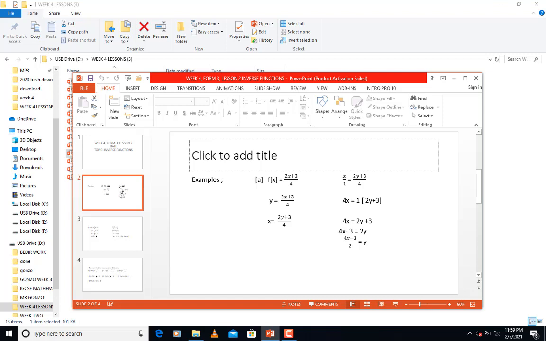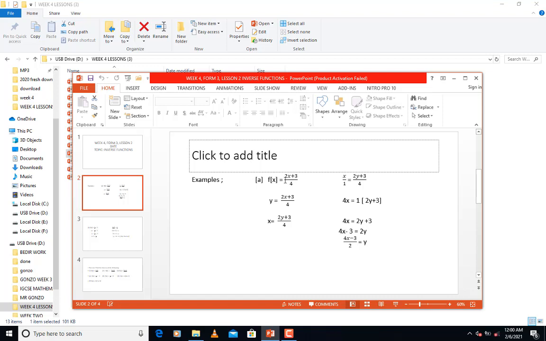In the previous lesson, we were discussing the linear case, when a function is linear. So in this case, we are talking about when the function is a fraction. Like here, this is a fraction, 2x plus 3 over 4. This is what we call a fractional function. That is what we want to discuss today. So how do we find the inverse of a fractional function?